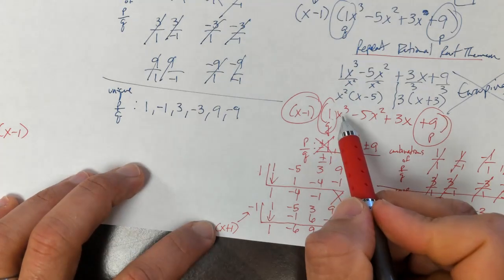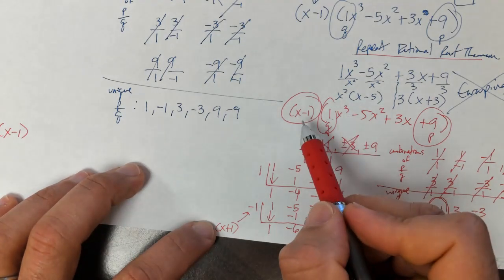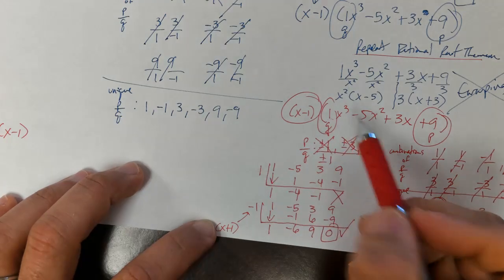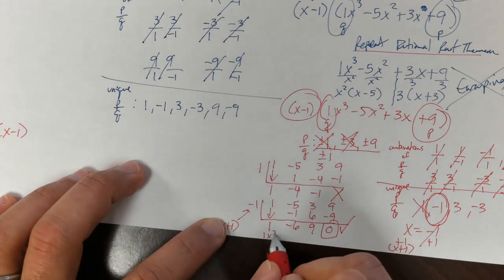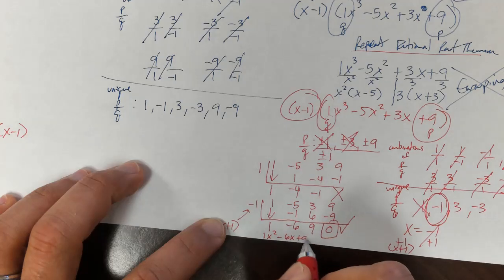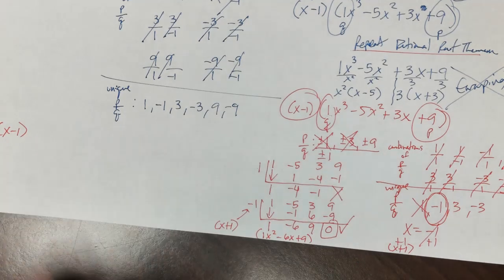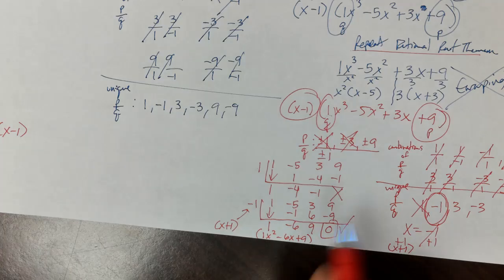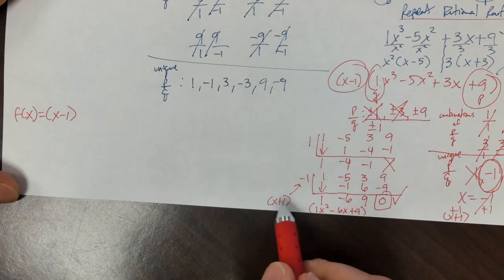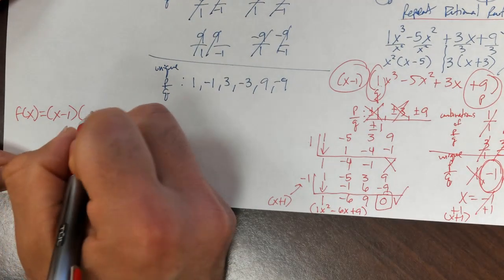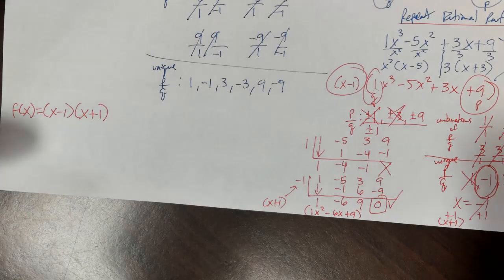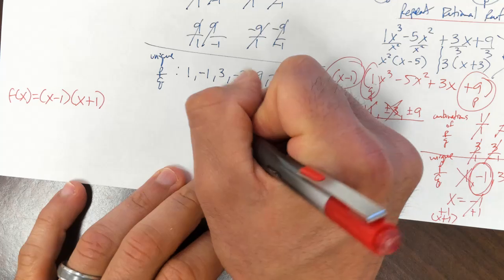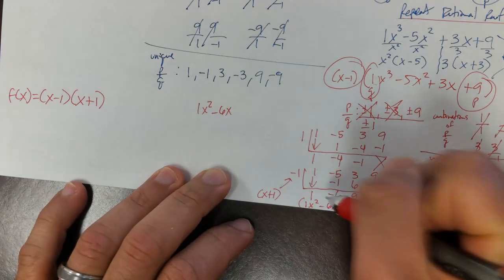Well, we had a cubic. Cubic divided by a single term, right here, results as a quadratic. So that means that this is a quadratic. And now the question is, is this factorable? I already have a factor here as x plus 1. So I have x minus 1 and I have x plus 1. Can I factor this quadratic further? 1x squared minus 6x plus 9.